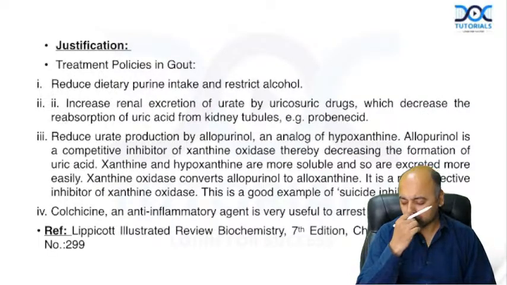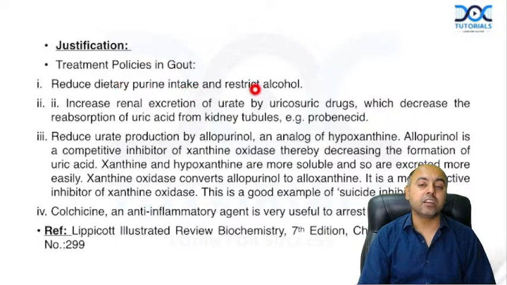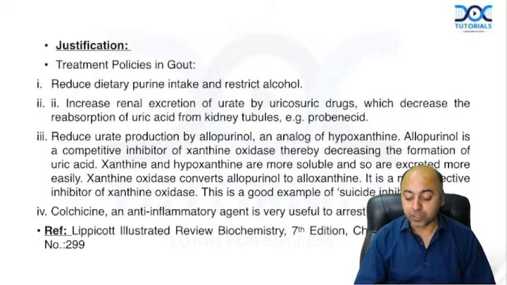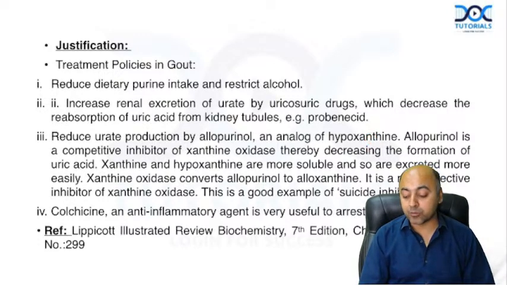And when we talk about the treatment of gout, what are the approaches that we take? You reduce the dietary purine intake, restrict alcohol, and increase renal excretion of urate by uricosuric drugs, which decrease the reabsorption of uric acid from kidney tubules, like probenecid. You can also reduce urate production by giving allopurinol, which is an analog of hypoxanthine and is a very well-known suicide inhibitor. Okay, allopurinol is a complete inhibitor of xanthine oxidase and it also undergoes metabolism. Therefore, it is a suicide inhibitor.